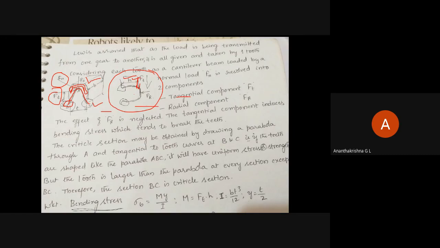So the gear tooth is subjected to bending stress. So that's what we have taken here. Bending stress is given by M into y by I, where M is the bending moment, y is the distance of the farthest layer from the neutral axis, and I is the moment of inertia. That is essentially given by b t cubed by 12, where y is equal to t by 2. So this is t by 2 distance, this is y. Okay, so from there we have got the equation.